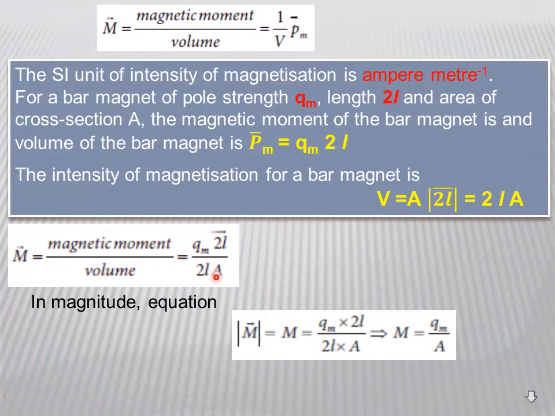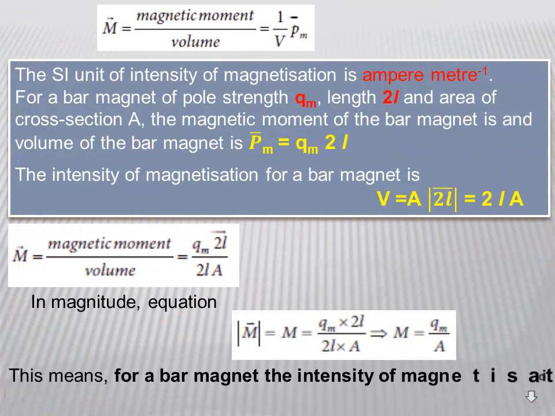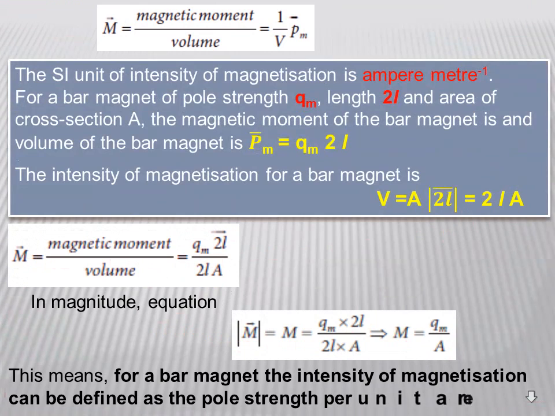So Qm by A. And in magnitude, the equation M vector modulus, M, is equal to Qm into 2L divided by 2L A. You can cancel this 2L. So M is equal to Qm by A. This means for a bar magnet, the intensity of magnetization can be defined as the pole strength per unit area. That means the face area.